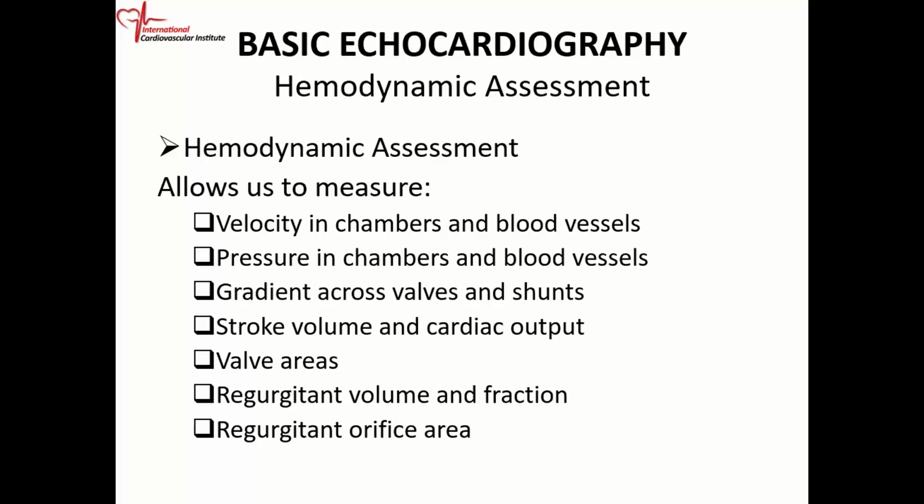We can calculate valve areas, especially in patients who present with stenotic heart valves. Hemodynamics allows us to calculate valve areas, and by doing that, you can determine if this is a mild, moderate, or severe valvulopathy. Similarly with regurgitant lesions, mitral regurgitation, tricuspid regurgitation, we can quantify the amount of regurgitation by using hemodynamic principles. And then regurgitant orifice area is another method of quantifying regurgitant lesions.